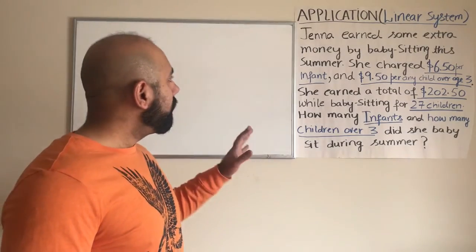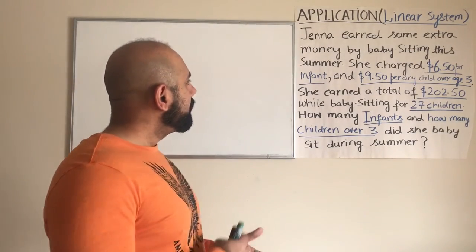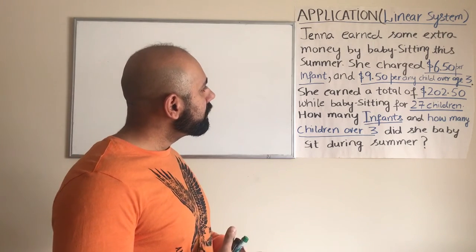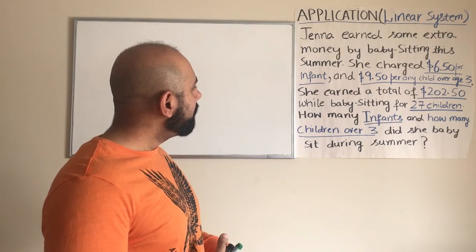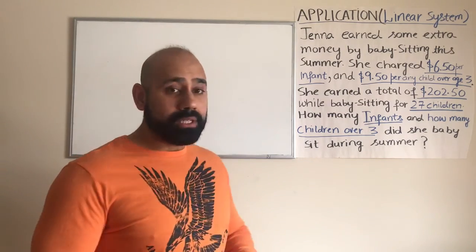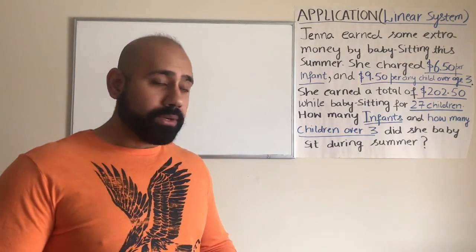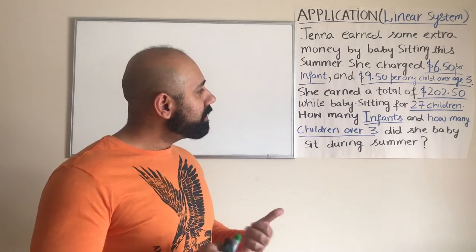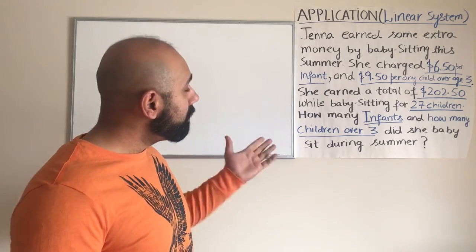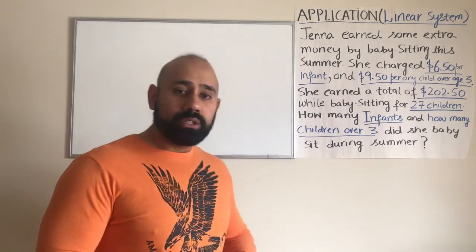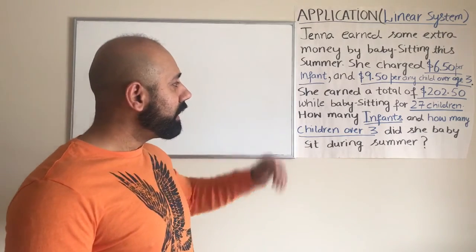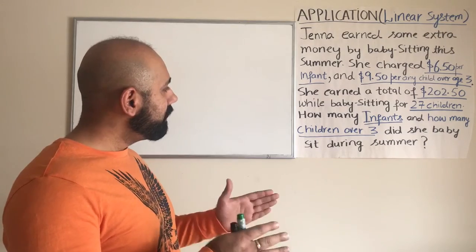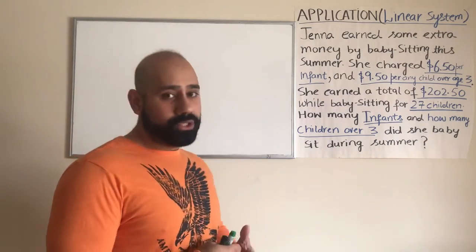Okay, so here it says Jenna is babysitting in the summer, and while she babysits, she charges $6.50 per infant, and she charges $9.50 for any children over the age of 3. While she does that, she makes a total of $202.50, and the number of children that she babysits is 27 children, which I have already underlined as key information. Given this, we want to find how many infants and how many children over 3 she babysat during this whole summer.